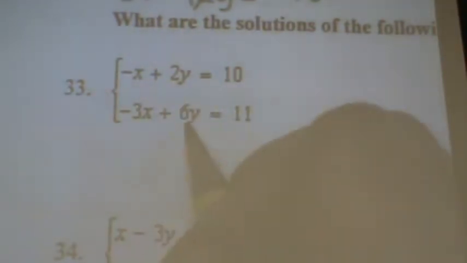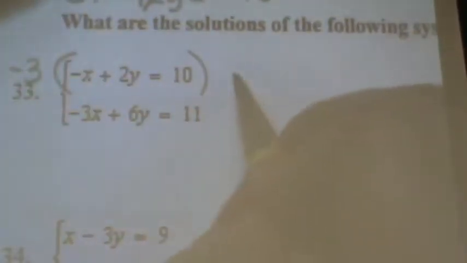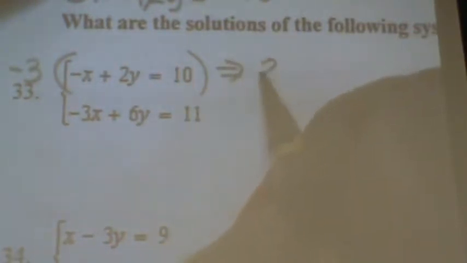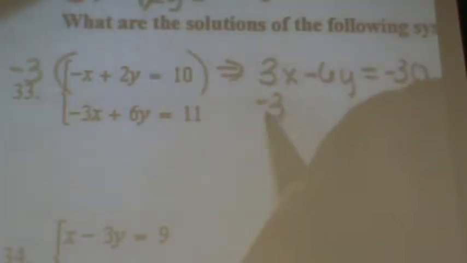1. Okay, now so far, all the ones we did were consistent systems and we got an answer, so the lines were independent. So this one, something weird's gonna happen. How do we solve this one? I'm gonna multiply the top by negative 3, so this top equation gives you 3x minus 6y equals negative 30, and then the bottom, keep it the same.